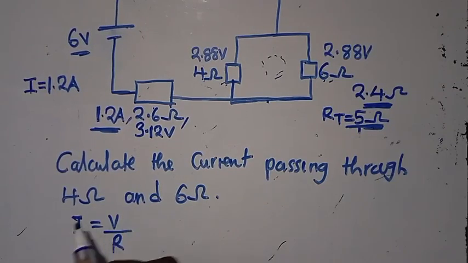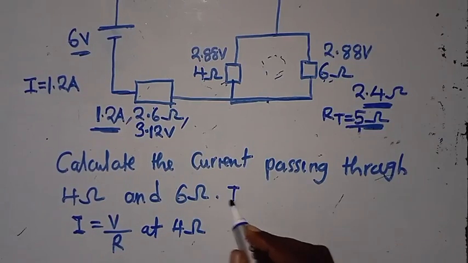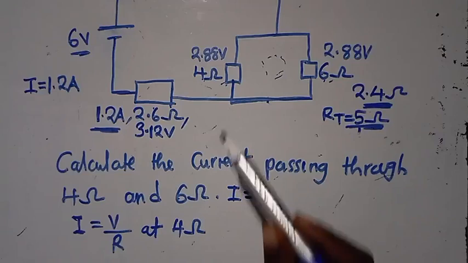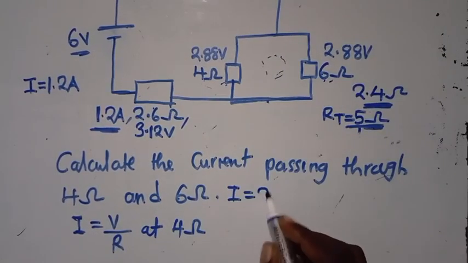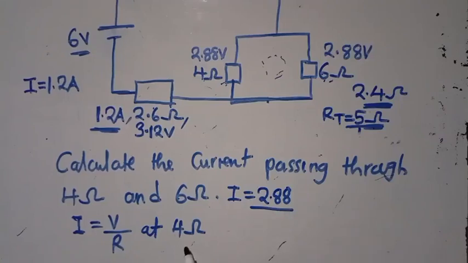So we want to start with the 4 ohms. Current is equal to voltage over resistance. The voltage that is passing through at 4 ohms is 2.88, over the resistance, which is 4. Then what is the current at 4 ohm? This is the answer now.